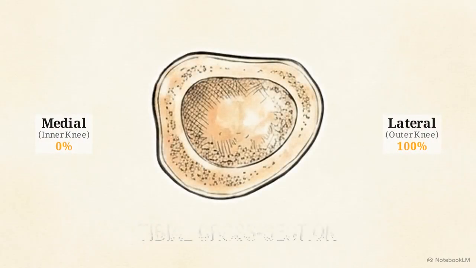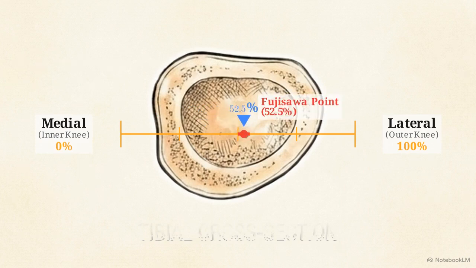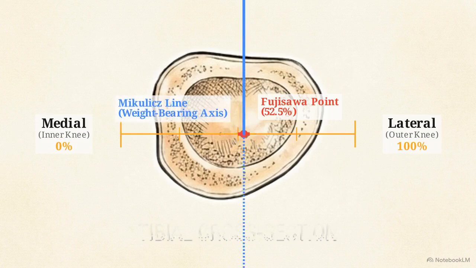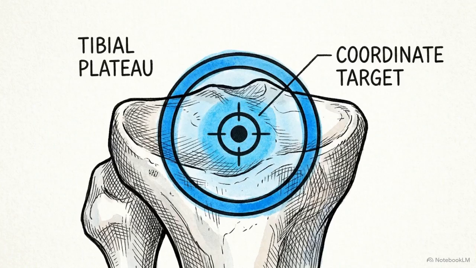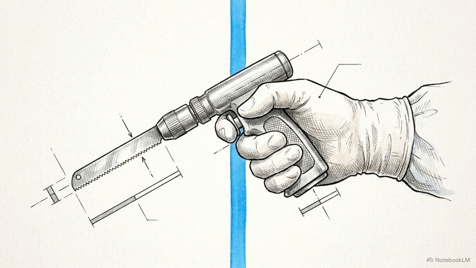This top-down tibial plateau view illustrates the consensus for load transfer. Measuring the plateau's total width places the ideal Fujisawa point exactly at the 50 to 55% medial to lateral coordinate. A new Mikulicz line is drawn from the femoral head, intersecting precisely at this target. Identifying this specific target coordinate locks in the surgical objective. Every subsequent step in the procedure is dedicated to maneuvering the lower leg to align with this single vector.